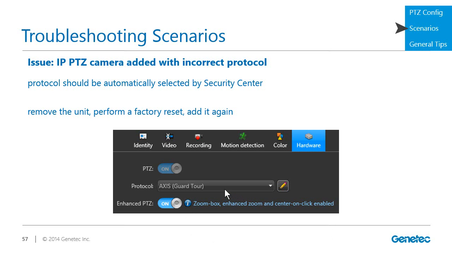Now normally right here, Security Center should recognize the unit and add it with the correct protocol. Since we can't manually modify the protocol on an IP PTZ camera, as you can see it's grayed out here, the way to fix this is to remove the unit, perform a factory reset on the unit to bring back the defaults, and once the unit is added again, Security Center should choose the correct protocol after that.